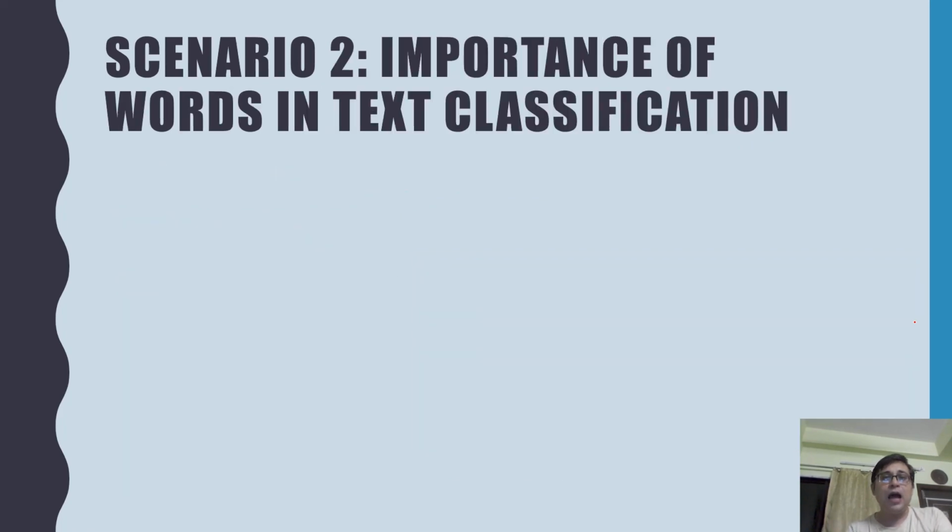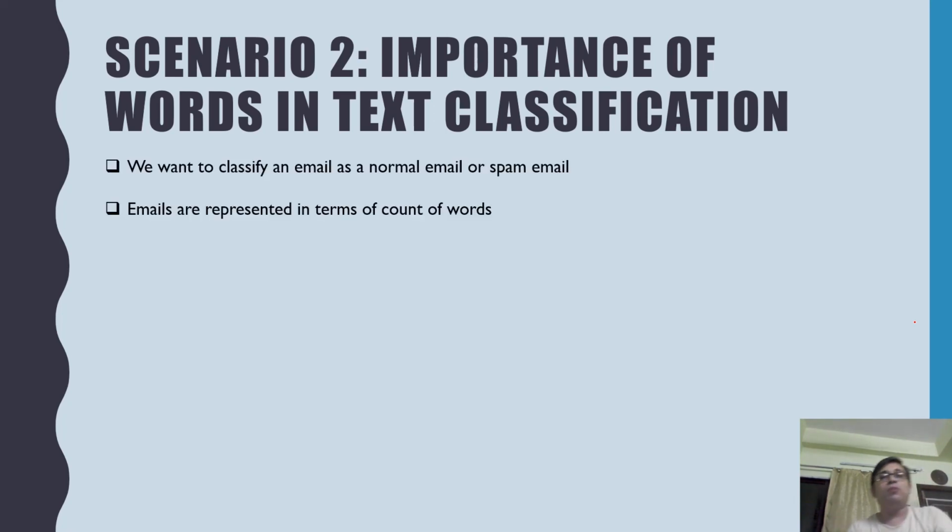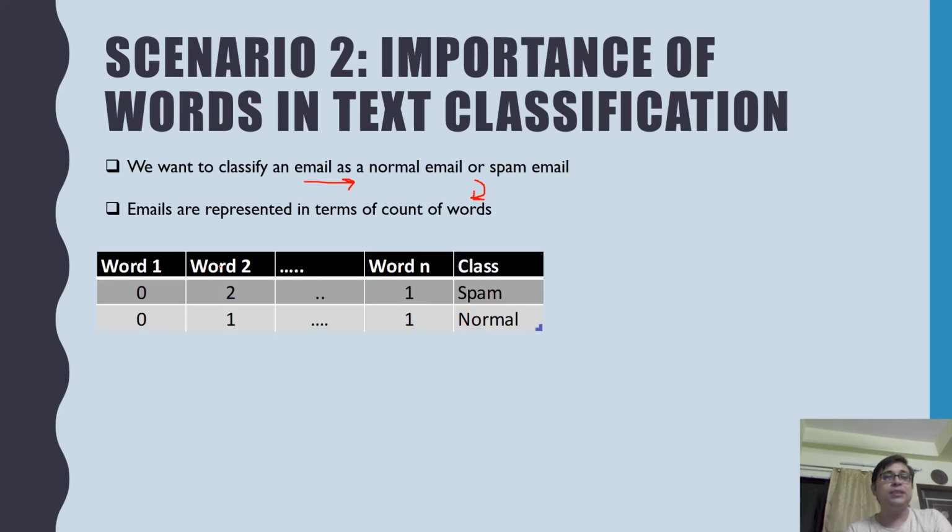All right, now let's look at another interesting scenario where we will look at the importance of words in text classification. When we are looking at machine learning, one of the problems that we have seen is that we want to classify an email as a normal email or a spam email. It is not numerical tabular data like Titanic anymore. So we have emails, and the first thing we have to do is present them in a table. Okay, the simplest way of representation is something like this.